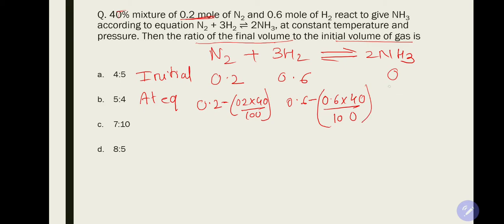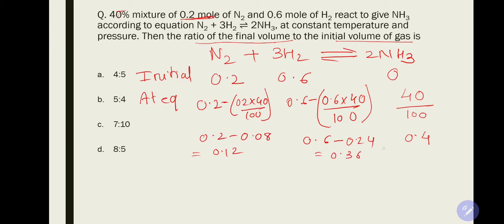Okay, now here what will be the increase? The increase will be 40 upon 100. So the increase is 40 upon 100. So this is 0.2 minus 0.08. And here it will be 0.6 minus 0.24. Clear? And here it will be 0.4. Am I right? Now this will be 0.12, this will be 0.36, and this is 0.4.